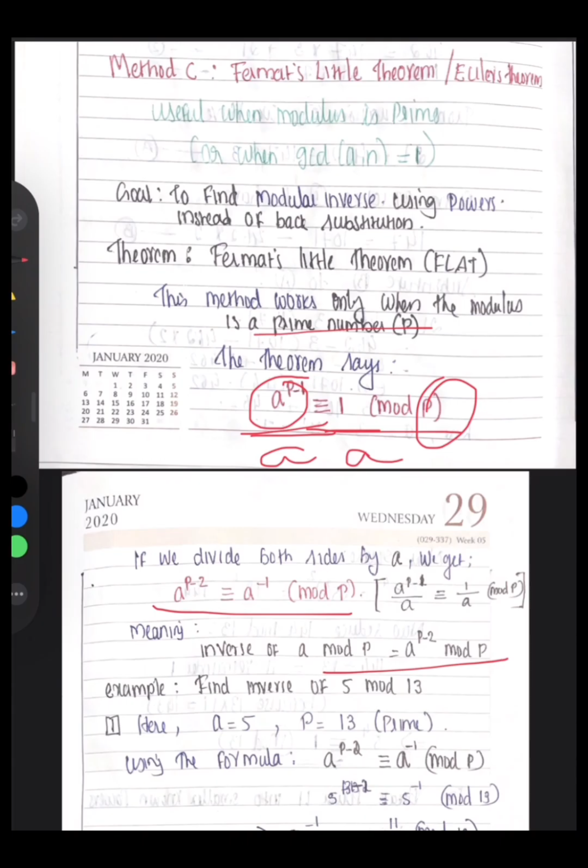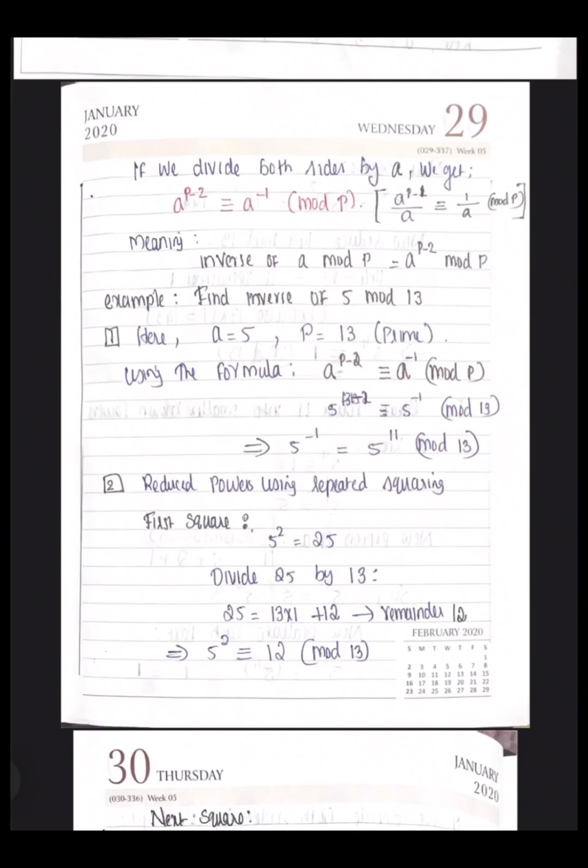So the formula for the modular inverse is a raised to minus 1 is congruent to a raised to p minus 2 mod p. It is used only when p is prime. Now move on to the example. Find the inverse of 5 mod 13. Here a will act as 5 and p will act as 13.